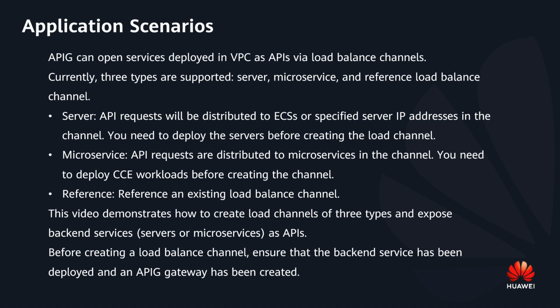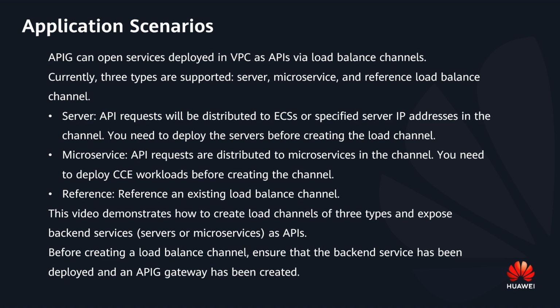Currently, 3 types are supported: server, microservice, and reference load balance channel. With the server type channel, your API requests will be distributed to elastic cloud servers or specific server IPs. You need to deploy the servers before creating the load channel.